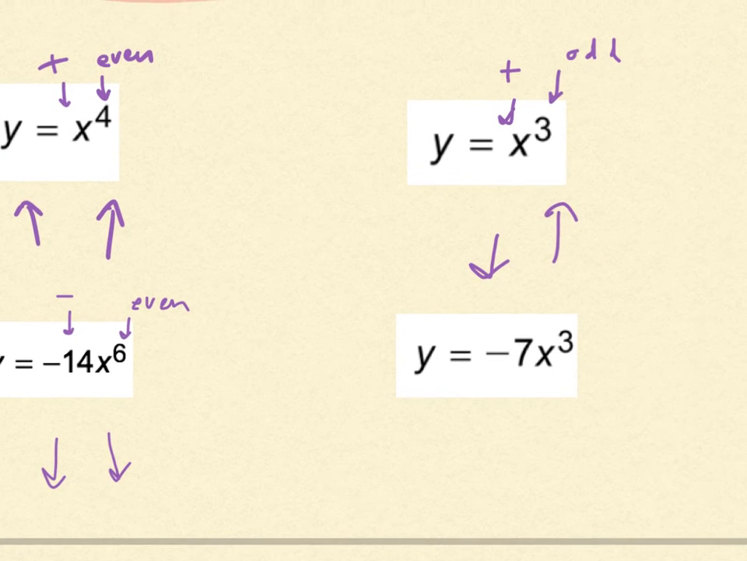Now let's look at our last example. Is this positive or negative? Negative. And what does that tell us about our right arrow? Down. And then is 3 even or odd? Odd. So odd means same direction or opposite direction? Opposite. So what's our left arrow going to do? Up. So we have up and down.